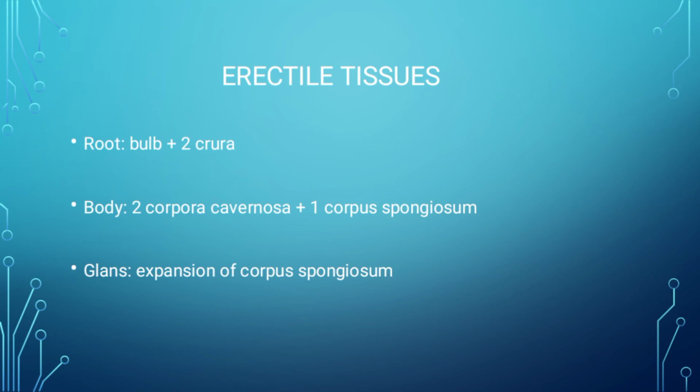Erectile tissues. The penis contains the root, body and glans. The root contains the bulb of corpus spongiosum plus two corpora cavernosa, right and left, and the body contains two corpora cavernosa, right and left, and one corpus spongiosum. The root contains the bulb plus two crura, and the glans of the penis is an expansion of the corpus spongiosum.